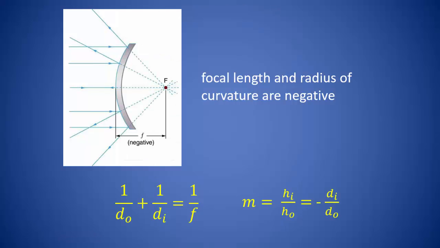The mirror equation and the magnification equation remain valid for convex mirrors just as they do for concave mirrors. The only difference then is that the focal length and the radius of curvature must be considered negative.